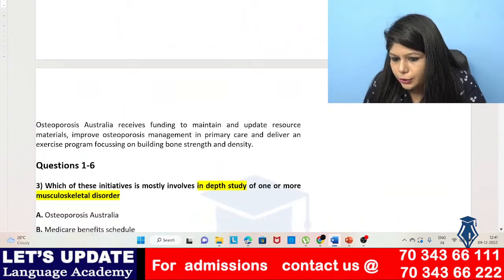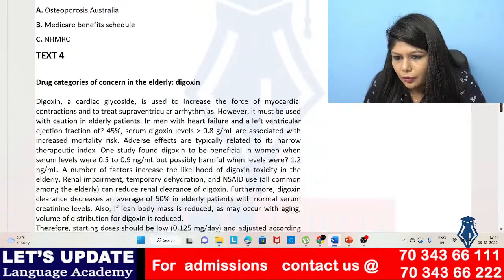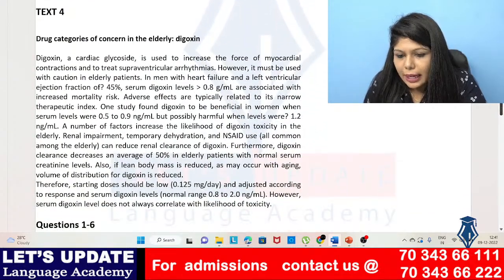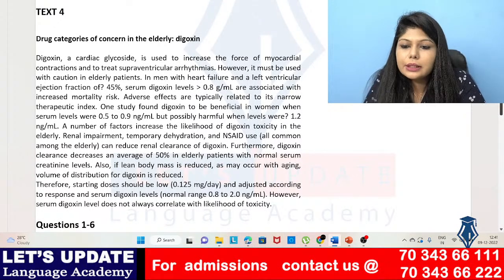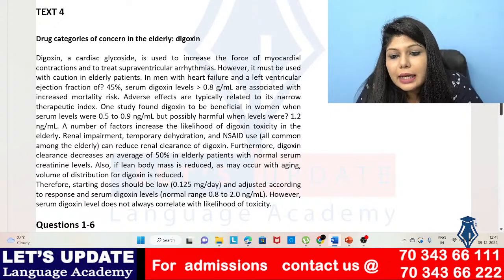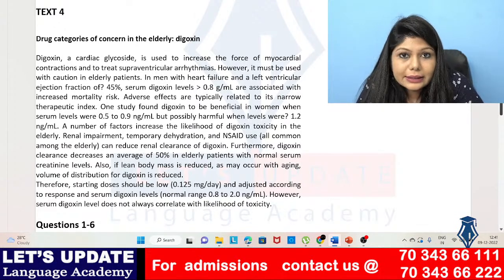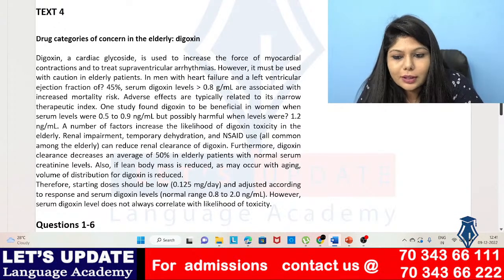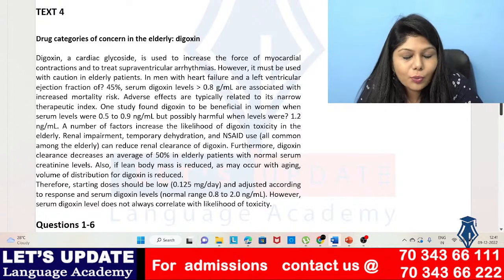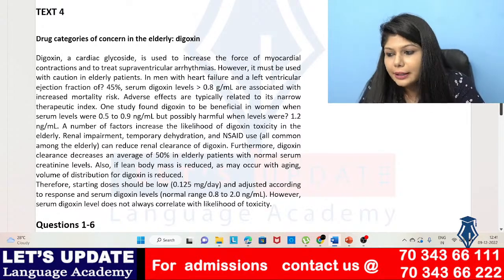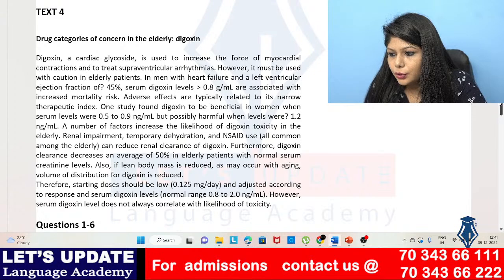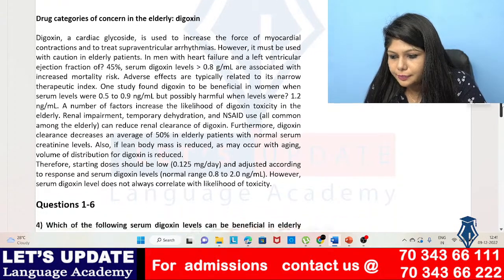Now moving to text number 4. What is the heading? That is, drug categories of concern in the elderly. So that is our heading. You have to read the heading first to understand what the text is about. Now go through the question to know what you need to find.